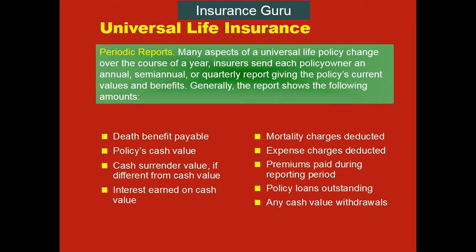Also, there is a periodic report that the insurer generates, which contains information like death benefit payable, mortality charge deducted, policy loan, premium paid during the reporting period, and the policy's cash value. It is provided to the insured annually, semi-annually, or quarterly.